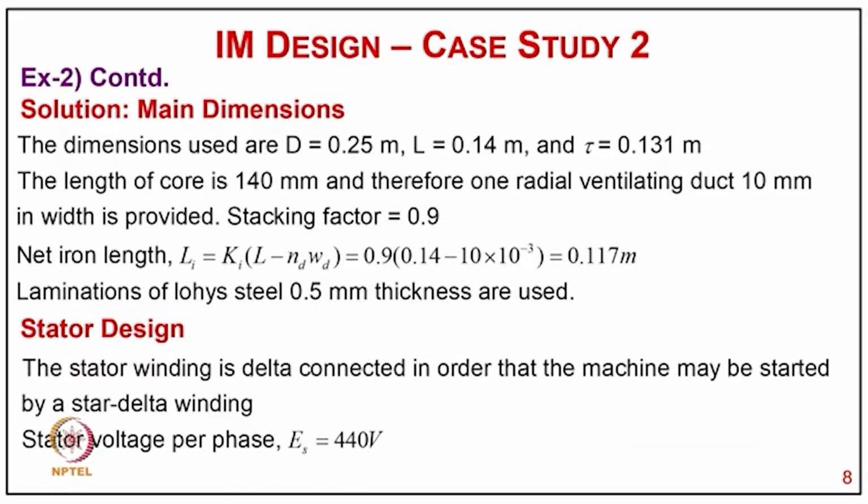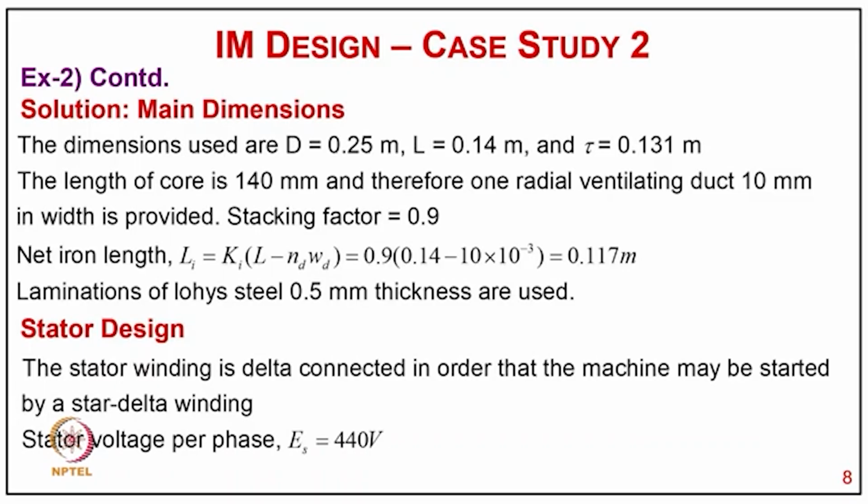So net iron length is Li equal to K into L minus NdWd, that comes typically 0.117 meter or 11.7 centimeter or 117 millimeter. And lamination of alloy steel of 0.5 mm thickness are considered here. Coming to stator design, slot winding.